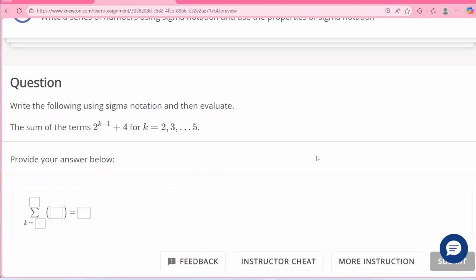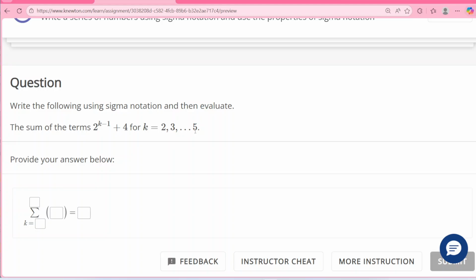So now it's just a matter of filling in values in sigma notation: the lower limit, upper limit, the expression, the function of the index variable, and finally the sum. So write the following using sigma notation and then actually find the sum. All right.